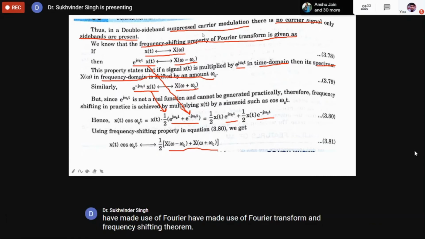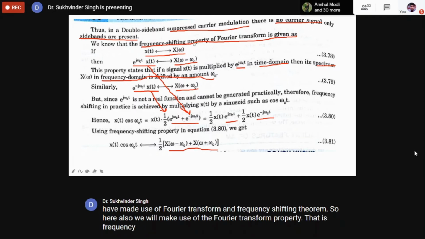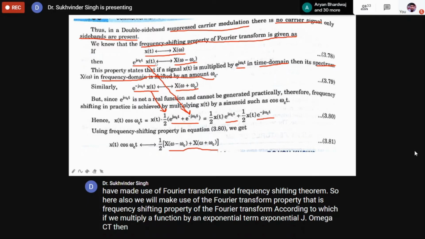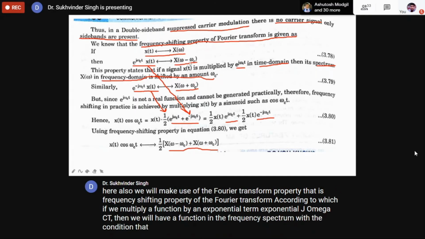In our previous amplitude modulated wave, we have made use of the Fourier transform and the frequency shifting theorem. So here also we will make use of the Fourier transform property, that is the frequency shifting property of the Fourier transform, according to which if we multiply a function by an exponential term, exponential j omega ct, then we will have a function in the frequency spectrum with the condition that its frequency is shifted by minus omega c.